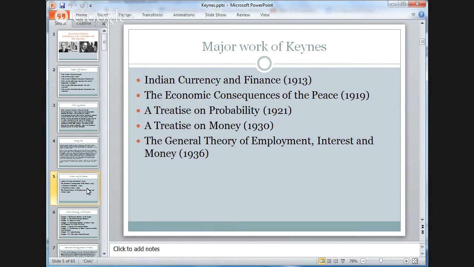Then in 1921, he wrote A Treatise on Probability under Marshall's guidance, and with funding from his dad. His dad was also an economist, a very influential person. And in 1930, he wrote another book, A Treatise on Money.